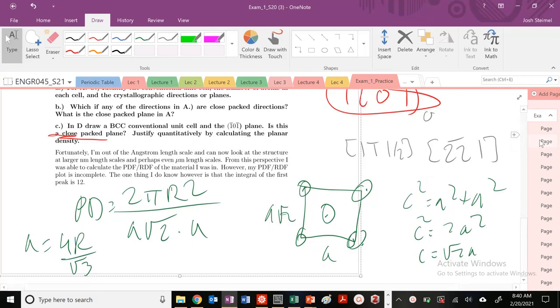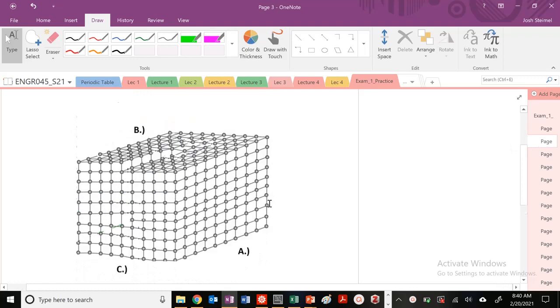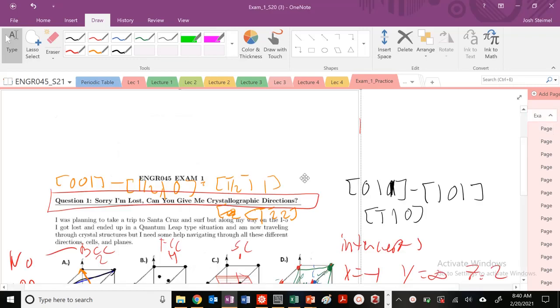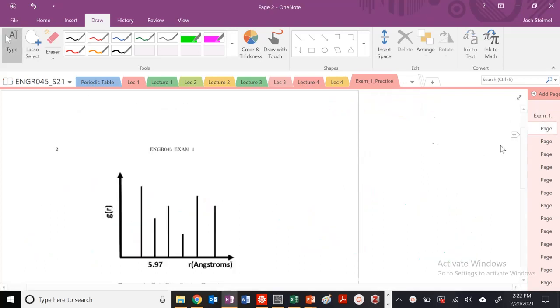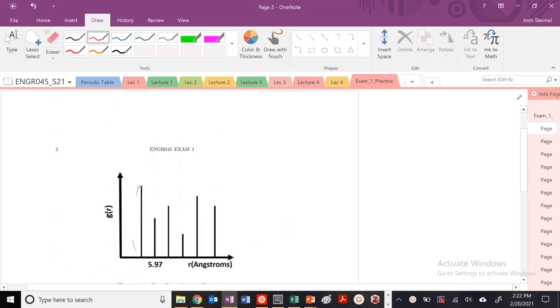So now we need to go into our PDF and RDF, and then eventually we're going to have to do our Burgers circuit. Let's go ahead and read back the problem. For this problem, I'm now looking at the structure from different length scales, and I'm able to calculate an RDF and PDF. The plot is incomplete. One thing I do know is the integral of the first peak is 12. If the integral of my first peak is 12, what type of material am I dealing with? Because the integral of the first peak gives me the number of nearest neighbors, which is equal to 12.